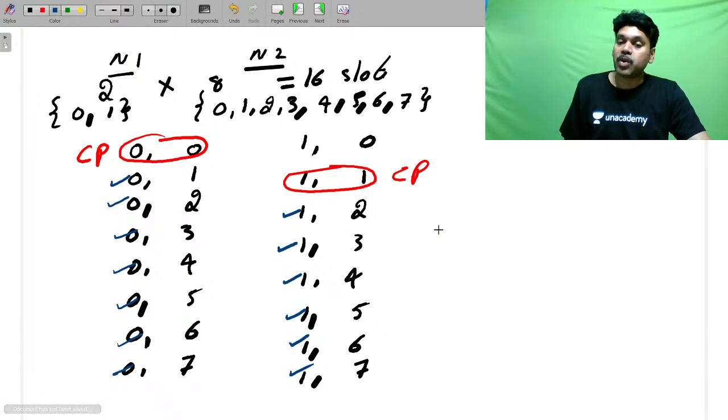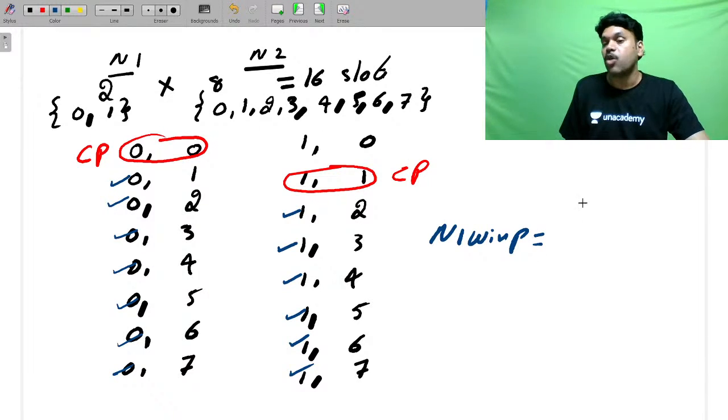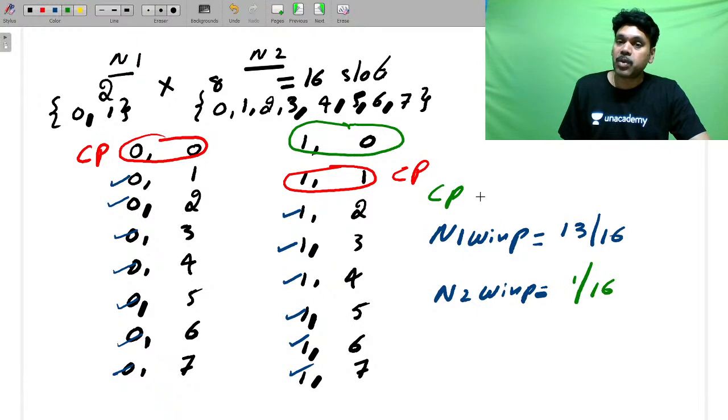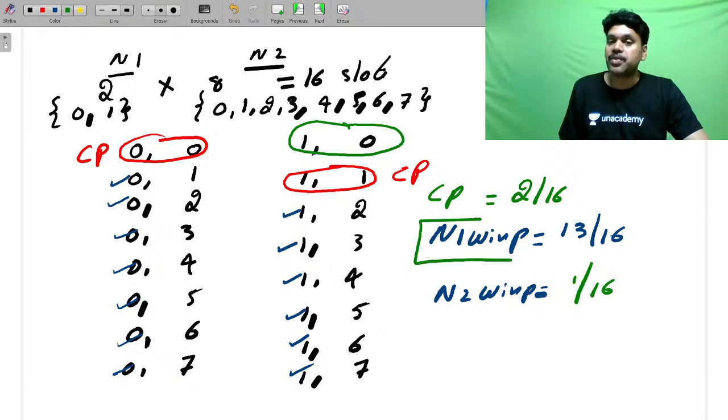Therefore, what is the N1 winning probability? 16 minus 2 is 14, and you are getting 13 chances out of 16 chances. And N2 has got only one winning chance. This is the only N2 winning probability. So your winning probability is 1 out of 16, and your collision probability is 2 chances out of 16. Right? Again, who is going to win? The winning chance of N1 is more.